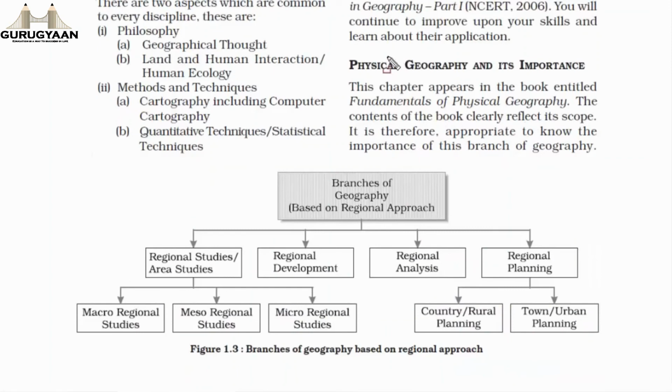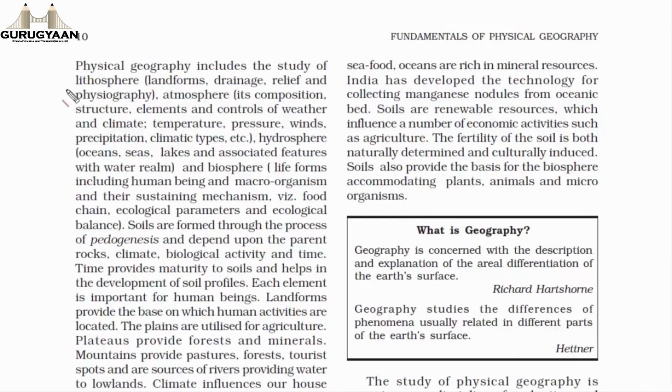Now we go to the last topic of this chapter, physical geography and its importance. Again, just a refresher. When we hear the words physical geography, we are dealing with the physical features of the earth, like the lithosphere, which is also called the landform. Then we have the hydrosphere, which is the water bodies. Then we have meteorology or atmosphere, which is the climate, temperature and weather part. And then we have the biosphere, which includes all life forms including human beings and microorganisms. All these things together make up physical geography.